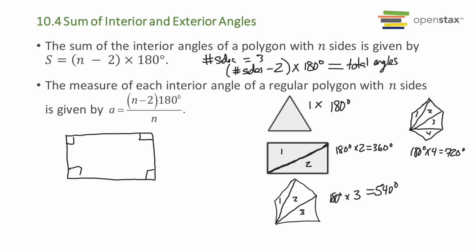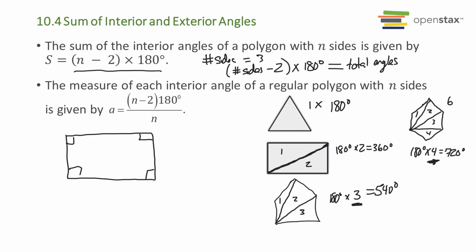Because each time you create a diagonal inside one of these polygons, you're going to create a triangle inside, which should have 180 degrees in it. For example, here we had 6 sides, and we did 4 triangles, which is 2 less than 6. Over here, the pentagon had 5 sides, and we did 3 triangles, so that's 2 less. So that's where we get this formula: the number of sides minus 2, times 180. We always have 2 less triangles inside.